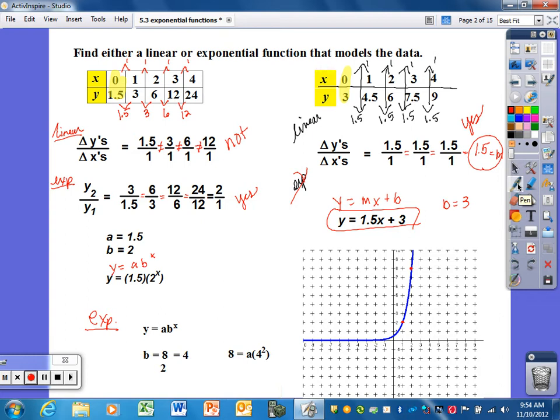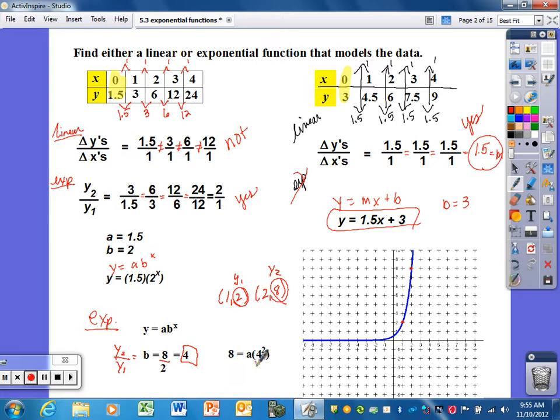So I'm just going to take my points. I have (1, 2) and I have (2, 8). And remember, when we test exponential, we take our y2s over our y1s. So y2 is 8 over y1 is 2. So 8 over 2 is 4. So my constant growth is quadrupling. So that is 4 to the x.